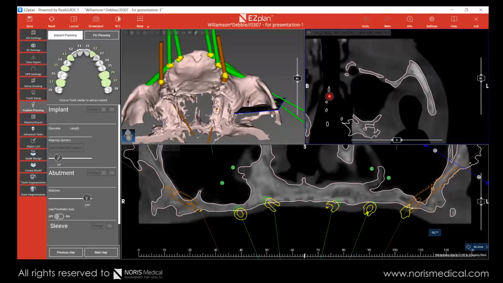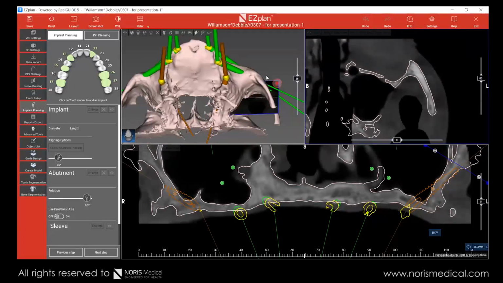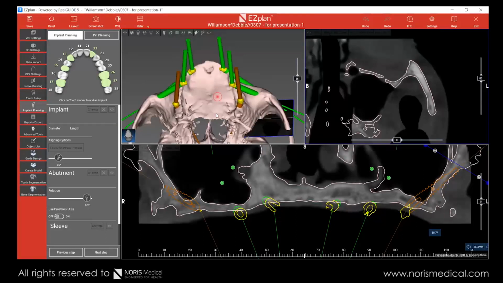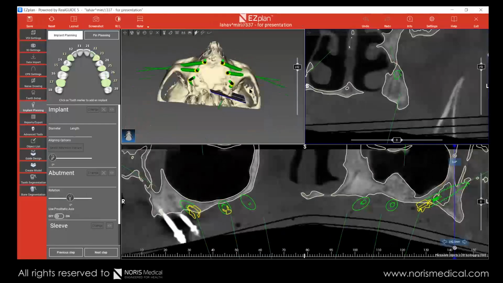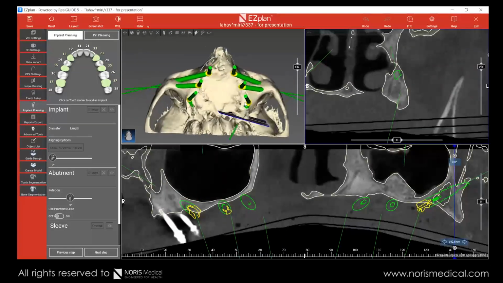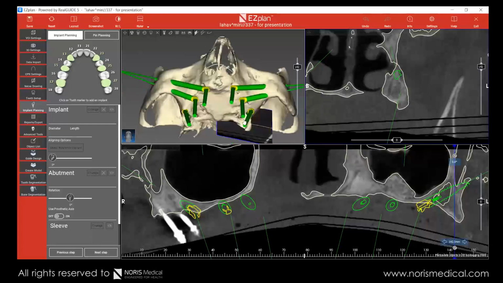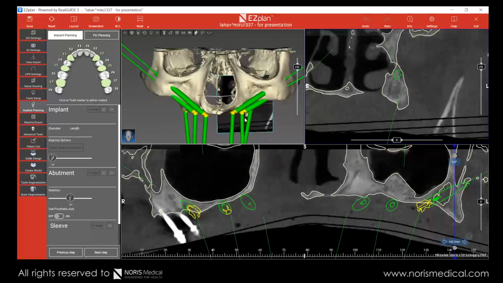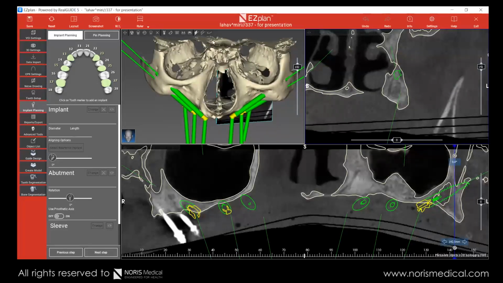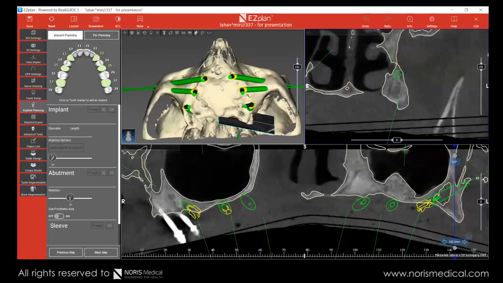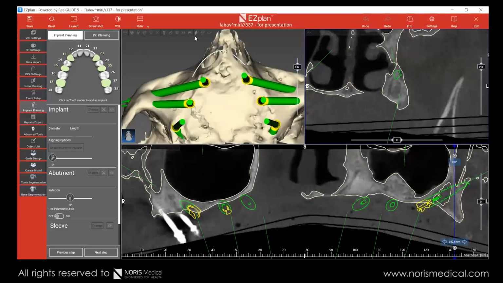Okay, now we will go to the final case. It's a very atrophic case. We'll look at that one. I will switch to the case. It'll take a minute. This is the last case I will be showing today. This is a very atrophic maxilla. We see here no support at all. Okay, let's see how we deal with such a maxilla.